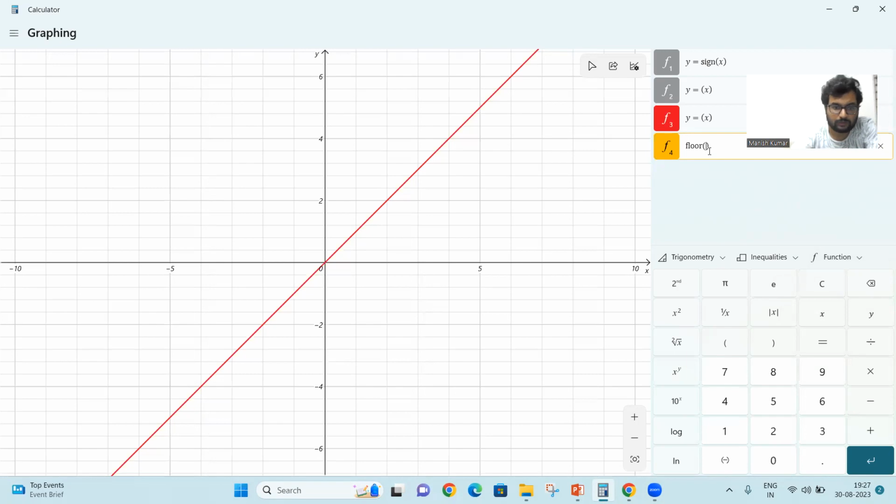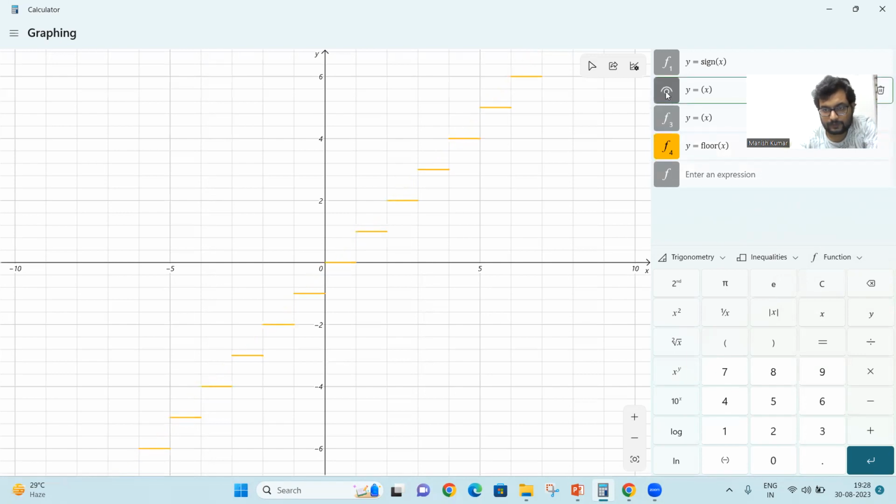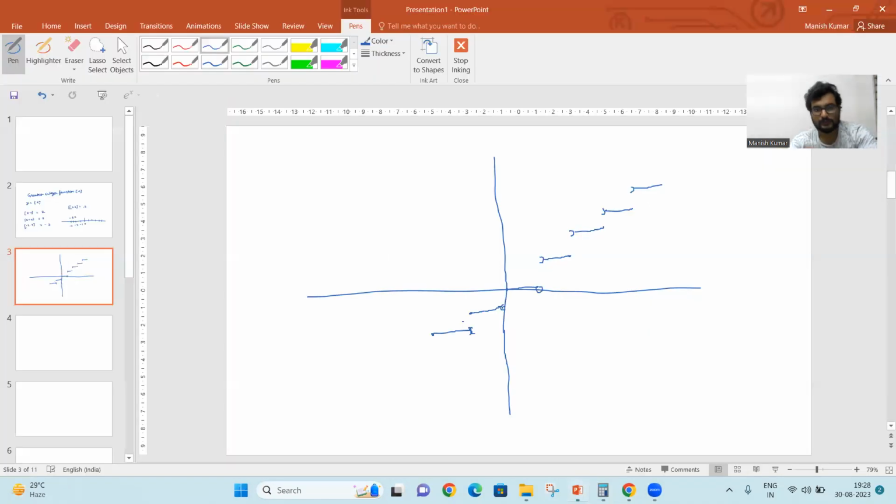It's also known as floor. Floor means it is taking the lowest value. See, this looks like this, whatever I have drawn. Whatever at one it exists, this is the dot point. You can see in this, the value is here for any value between 0 and 1.